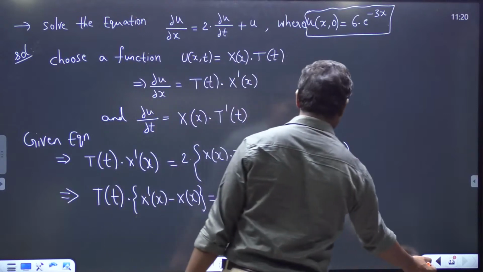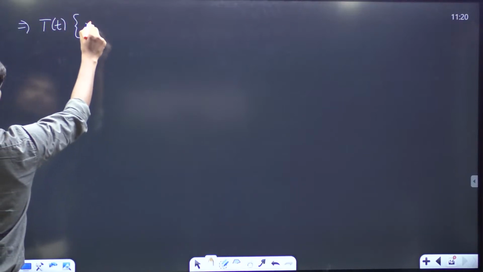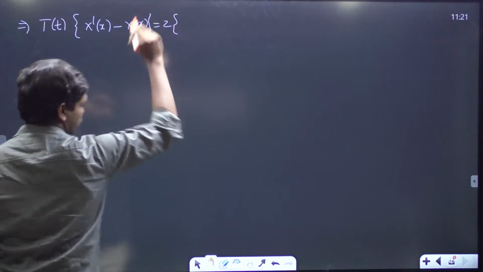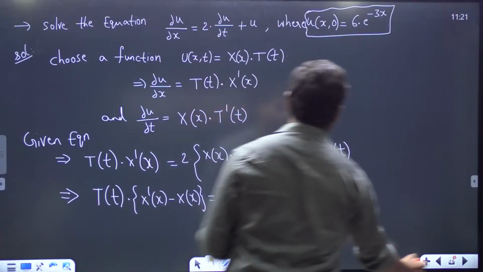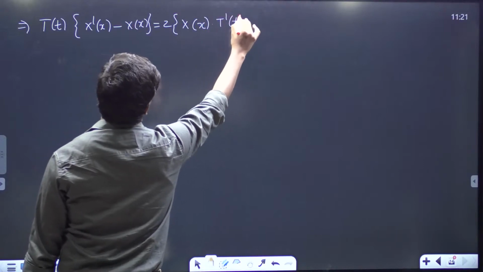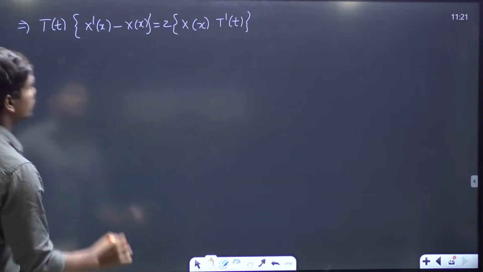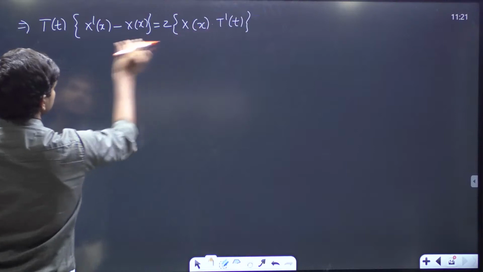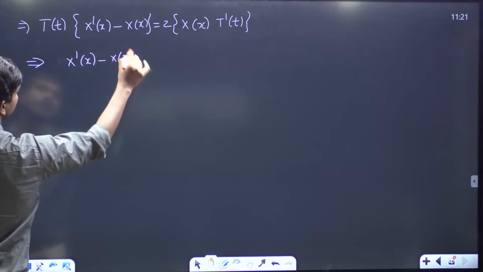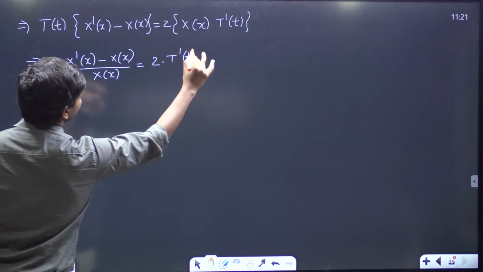Okay. So see here. So once you attain this, let us do something. What's the equation that we have? T(t) X'(x) minus X(x) T(t) is equal to 2 times X(x) T'(t), correct? Now, let us bring this X(x) here and T(t) here. So we have (X'(x) minus X(x)) divided by X(x) is equal to 2 times T'(t) divided by T(t).